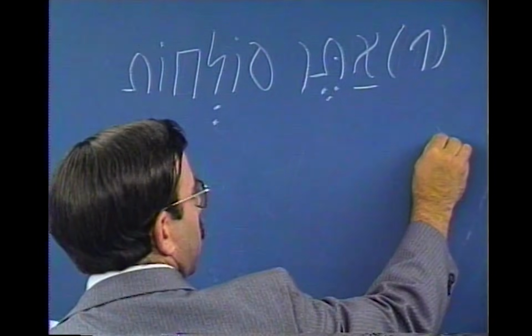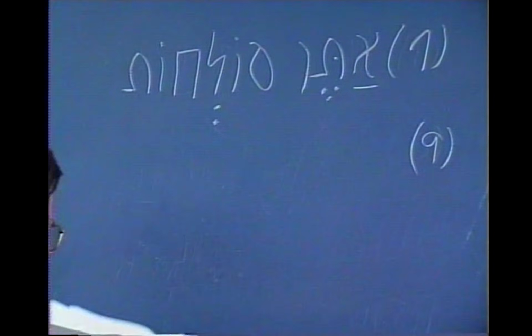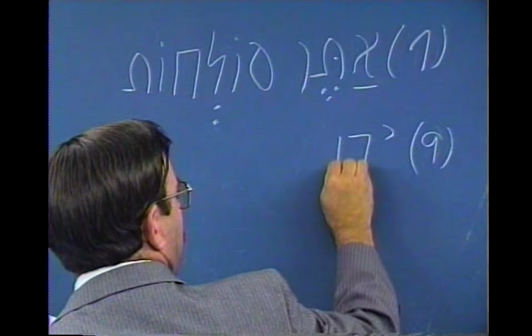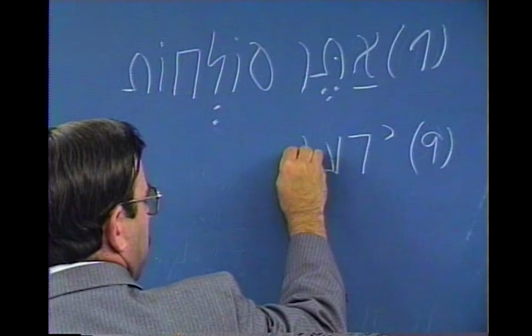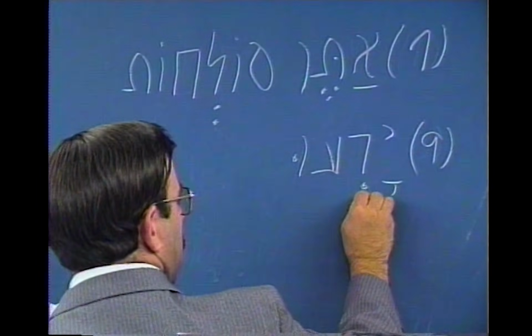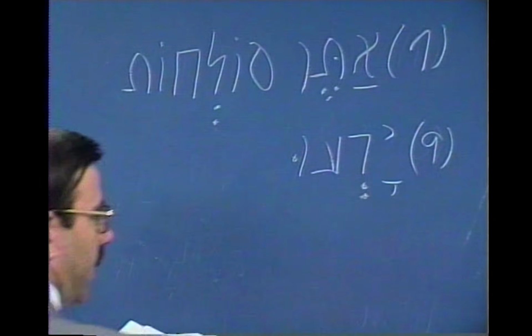All right, we'll go on to number 9, and here we're wanting to say they have known. All right, yada, that's our triliteral root. Now how do I make that they? Well, simply enough, I just put the shirk at the end of that, and that's they have known.